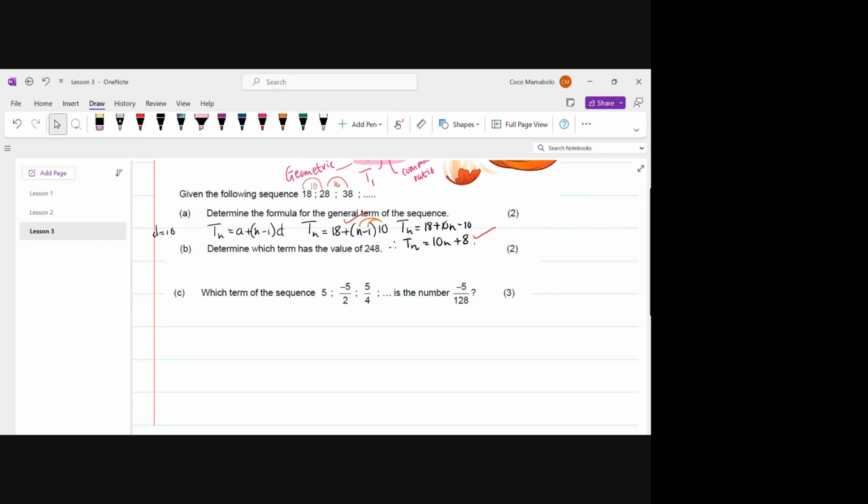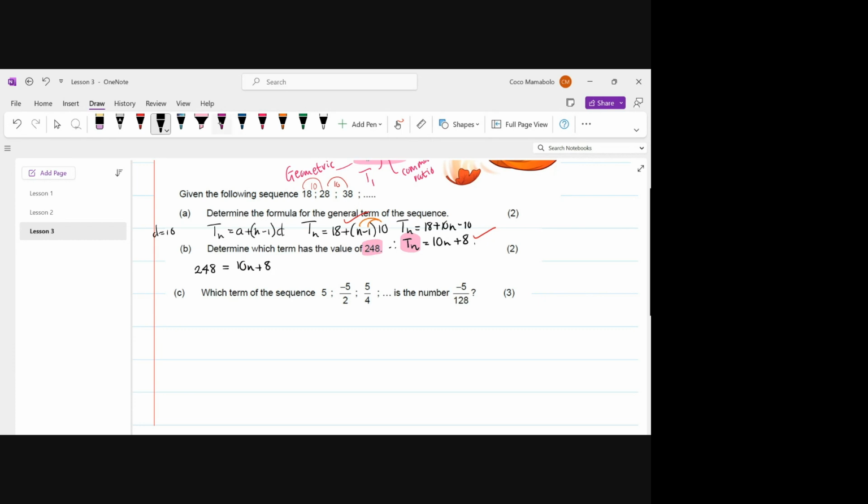All right. 1 mark for using the correct formula and substituting into the right formula, 1 mark for the final answer. All right, so in the next question, it says, determine which term has the value of 248. Now, what this tells me is to replace the whole of Tn with 248. So we'll go 248 is equal to 10n plus 8.